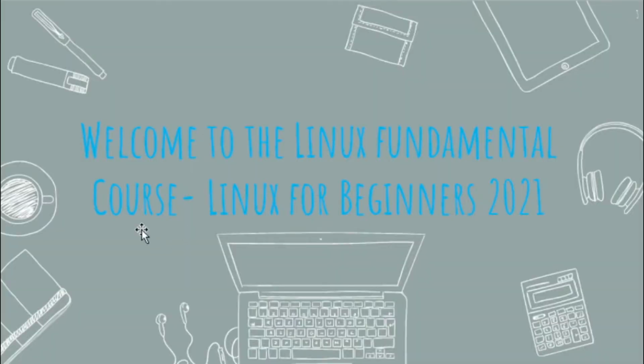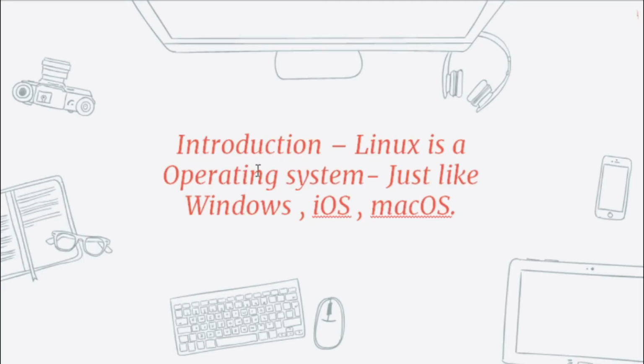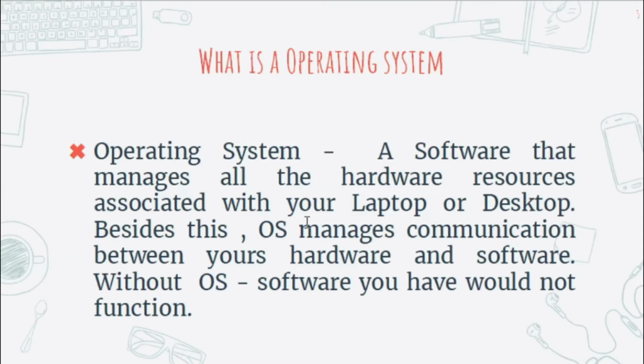Welcome to the Linux Fundamental course, Linux for Beginner 2021. Introduction. Linux is an operating system just like Windows, iOS, macOS and Android, Novell Network, Windows Server, etc. Next, what is an operating system? Friends, an operating system is software that manages all the hardware resources associated with your laptop or computer. Besides this, the OS manages communication between your hardware and software. Without the OS, the software you have would not function.